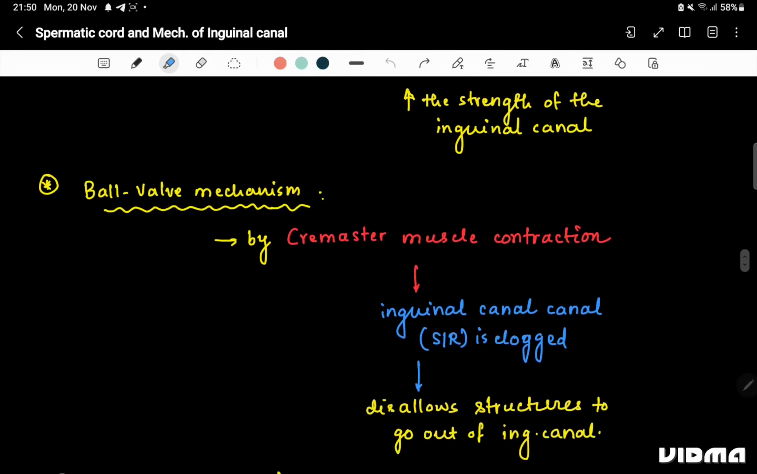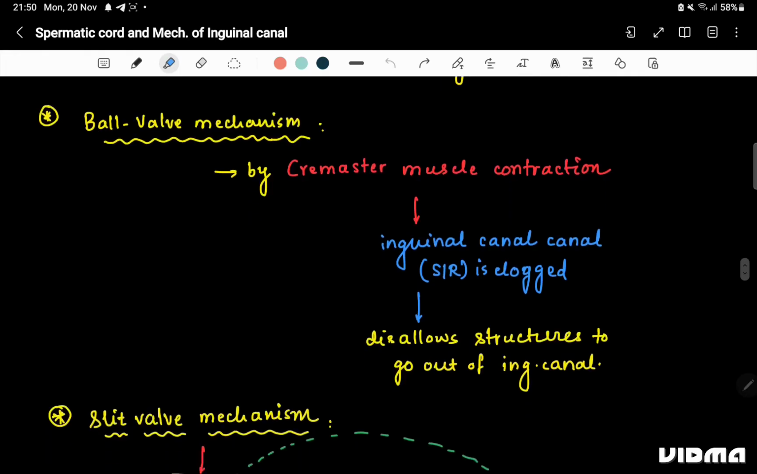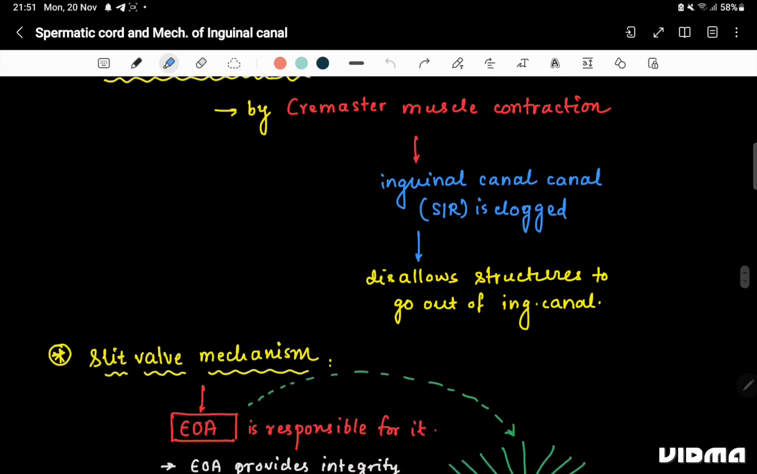Then the ball valve mechanism: this is by cremaster muscle contraction, due to which the superficial inguinal ring, the SIR, is clogged. The cremaster muscle is present in the scrotum. If it contracts, the inguinal canal can be clogged, and it disallows the structures to go out of the inguinal canal.